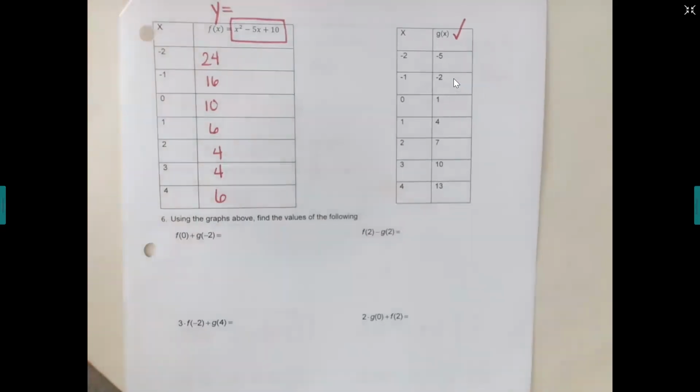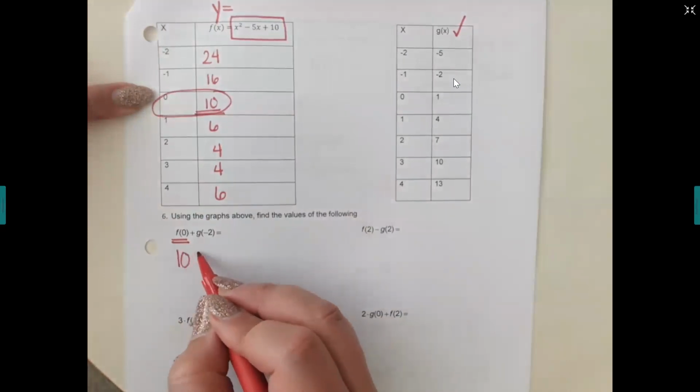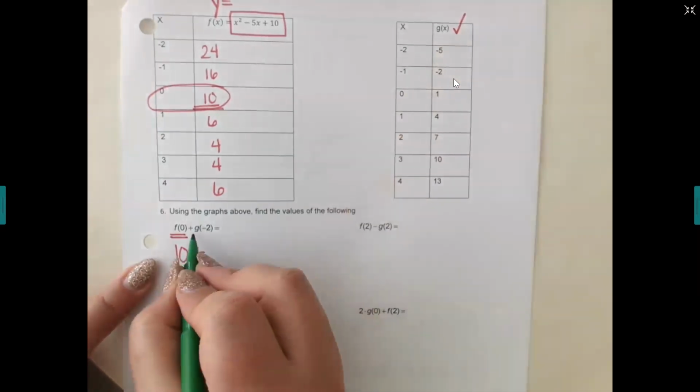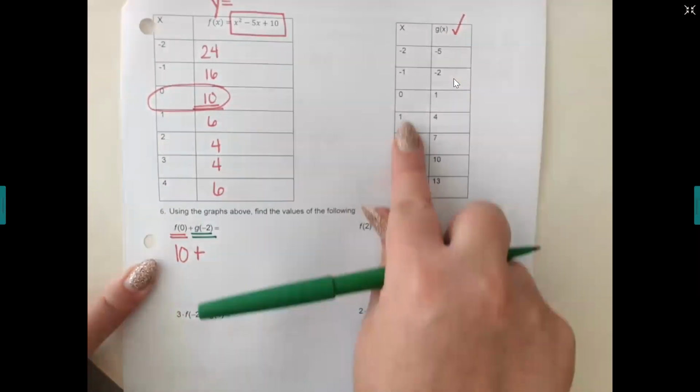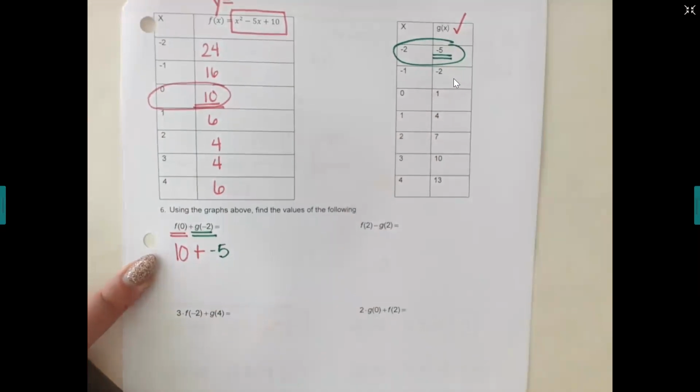Then from there, you should be able to do add and subtract with whatever numbers that they pick. So if I want f of 0, I'm going to use the F chart. I'm going to find 0, and then what's the number with 0? 0 would be 10. Okay, then when I want G of negative 2, I'm going to use the one that says G, and I'm going to go to negative 2. The negative 2 is here, and the Y value is negative 5.